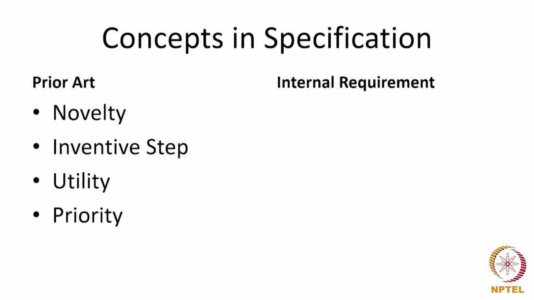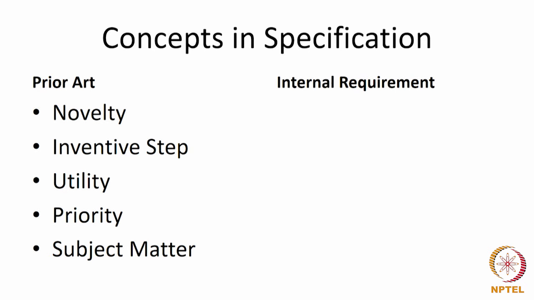So to determine priority, if there is a prior art, a prior disclosure before your date of priority, then that could be used as a prior art for invalidating the invention. So priority is a concept which is outside the specification, but nevertheless in drafting you will have to consider it.